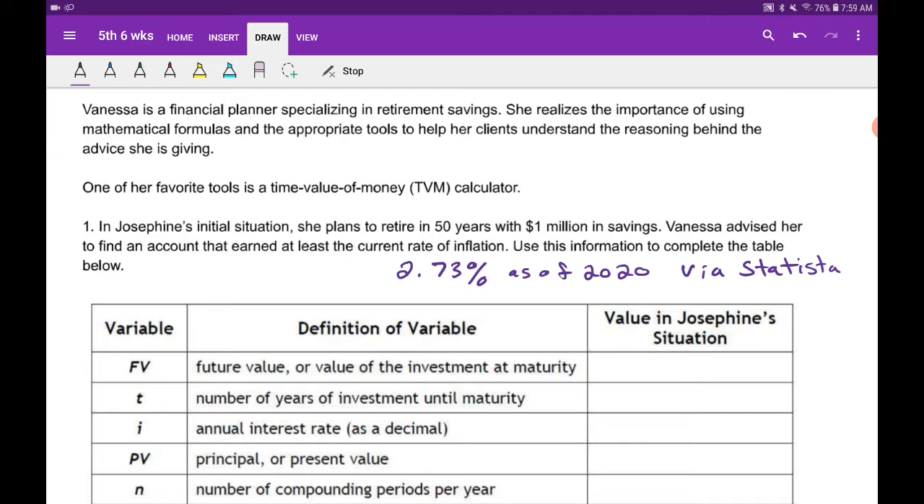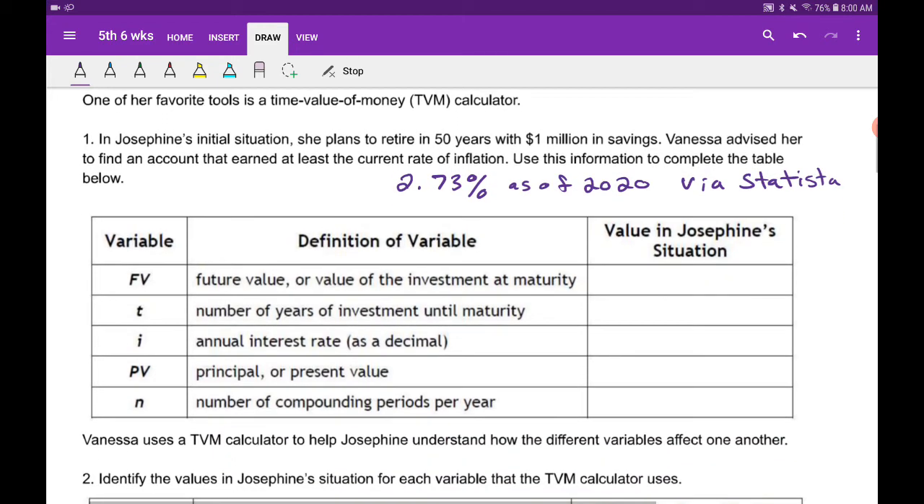Okay, so let's first learn how to use this calculator. We're going to take a situation where Vanessa is the financial planner. We're all Vanessa today, and we have these different clients, and we're going to figure out some things on how they should invest their money, how much they should put up front, what they're going to make in the future, and different variables we're going to find. So here are all our variables in the chart below. Future value, our time, our interest rate, our principal value, what do we start with, and then how is it being compounded.